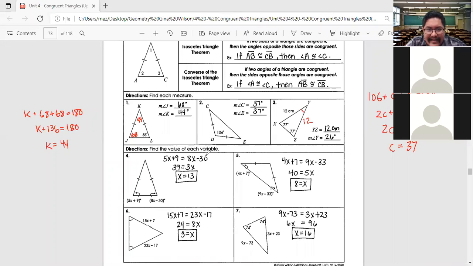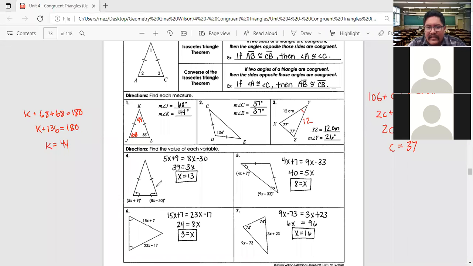And then I'm going to have to add 30 to both sides. If I add 30, it'll cancel it from this side, and I get 30 plus 9, which is where we get 39 from. Divide both sides by 3, and we get 13. So we know x is equal to 13. And that's pretty much it.